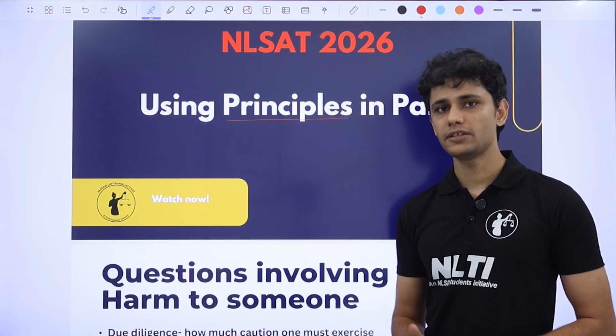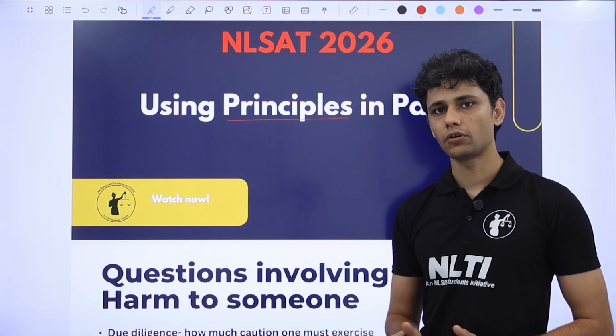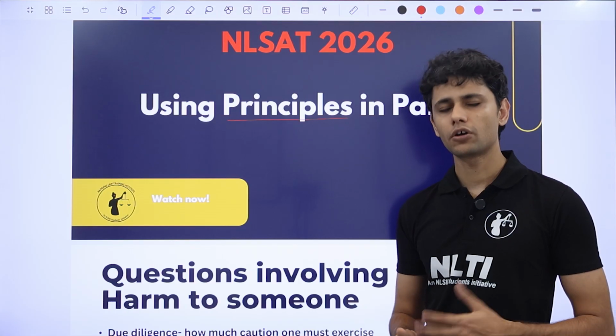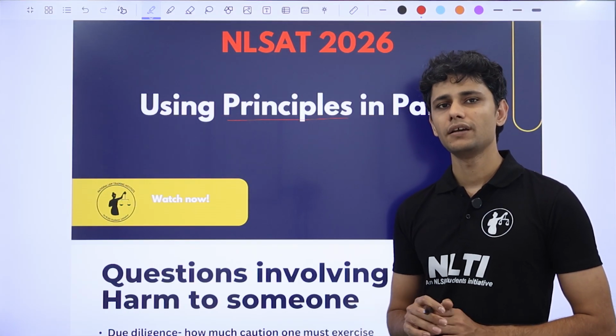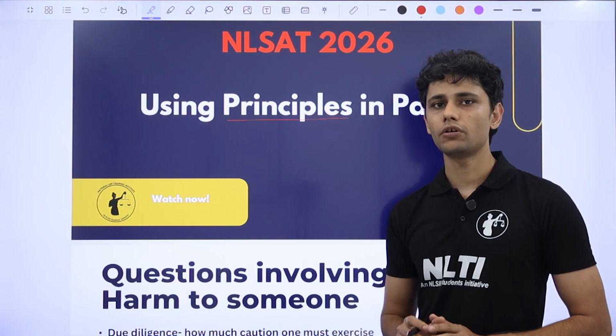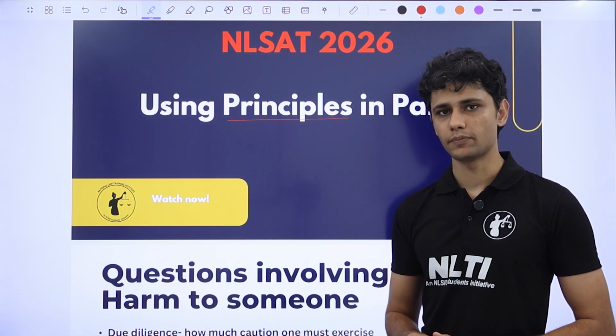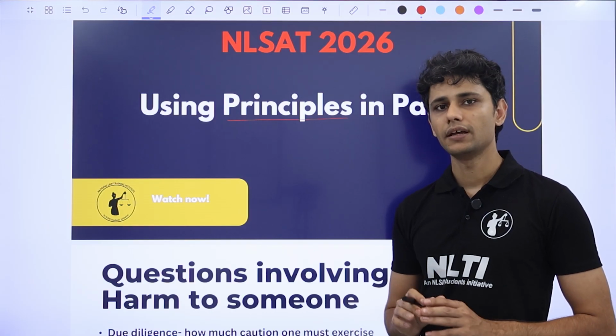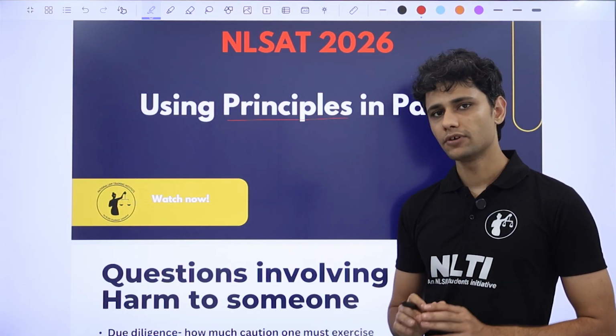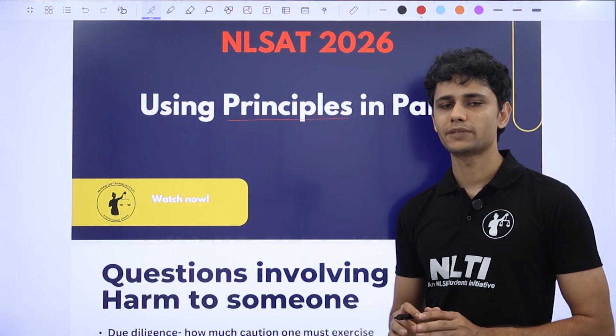So if you're wasting your time reading about principles of tort law, contract law, or even criminal law, it's really not that important. You need not waste your time mugging up those concepts. I'll give you a very simple reason why you shouldn't do that. The first reason is those legal concepts are explicitly not expected in this paper.